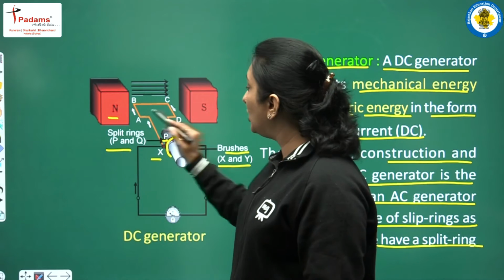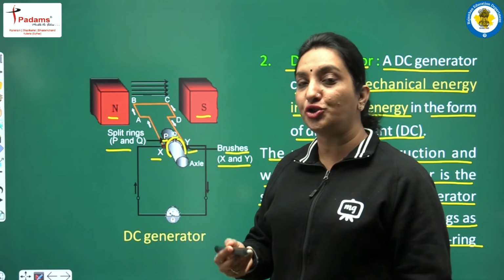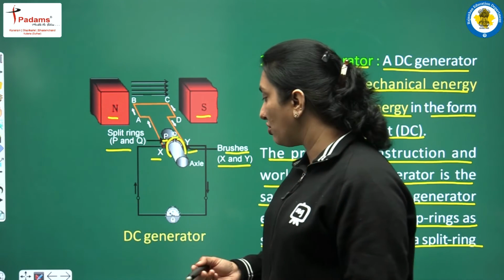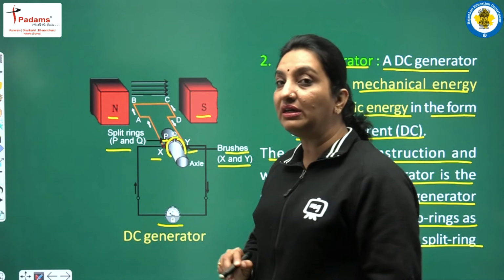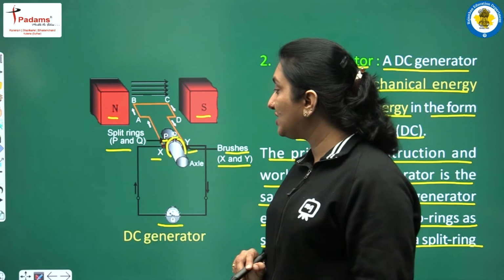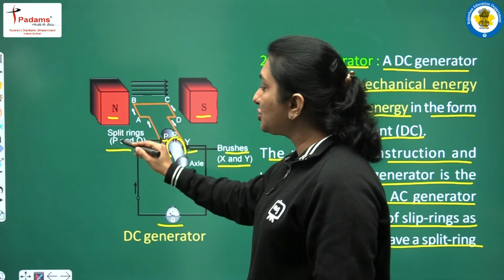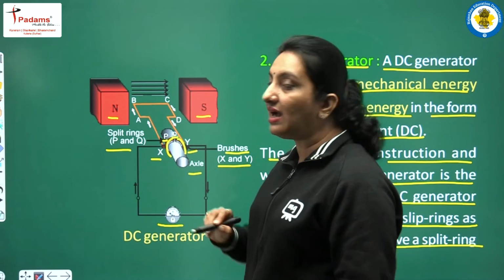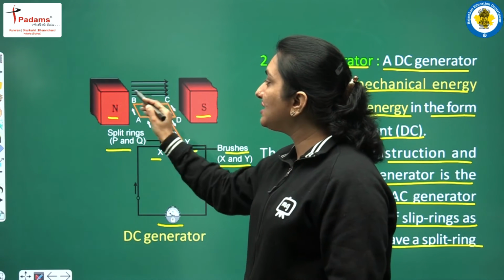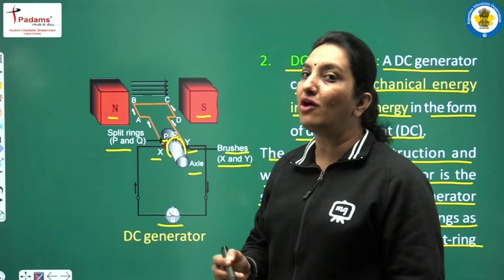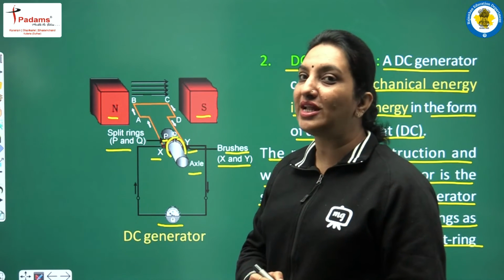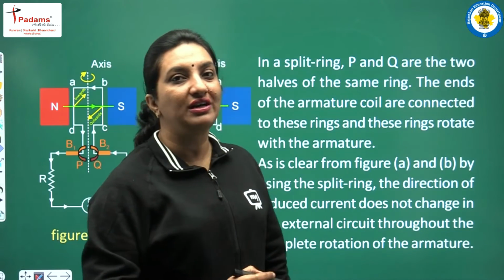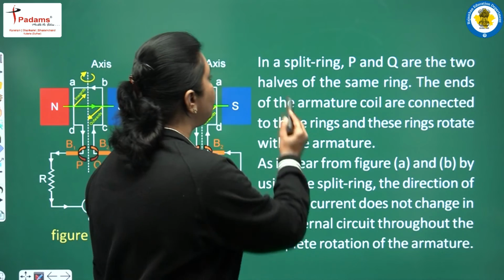We have the north and south poles of a horseshoe magnet, which is a very strong magnet, and here we have a galvanometer attached in the external circuit, and this split ring is mounted over an axle, and ABCD is the armature coil, and with these arrows we have shown the direction of the magnetic field. Now, let us understand the working of a DC generator.